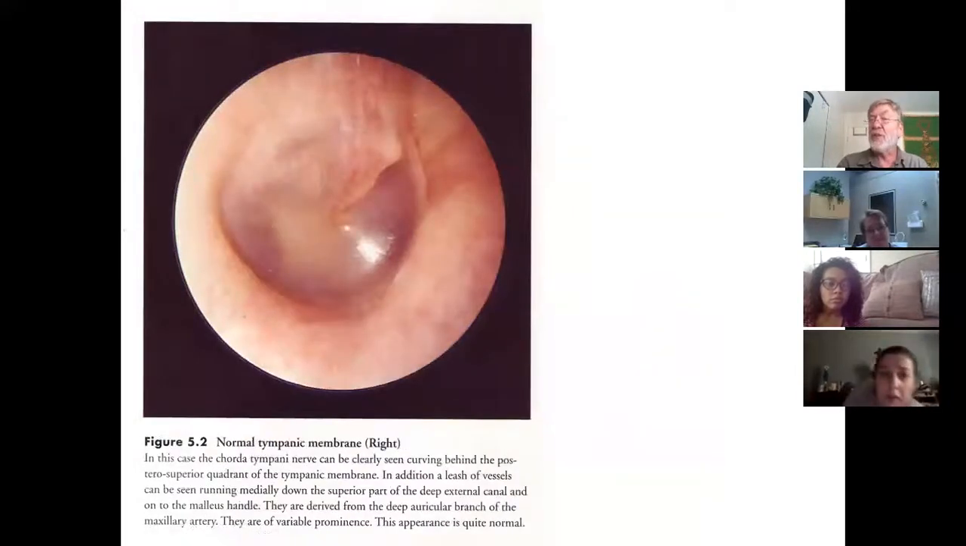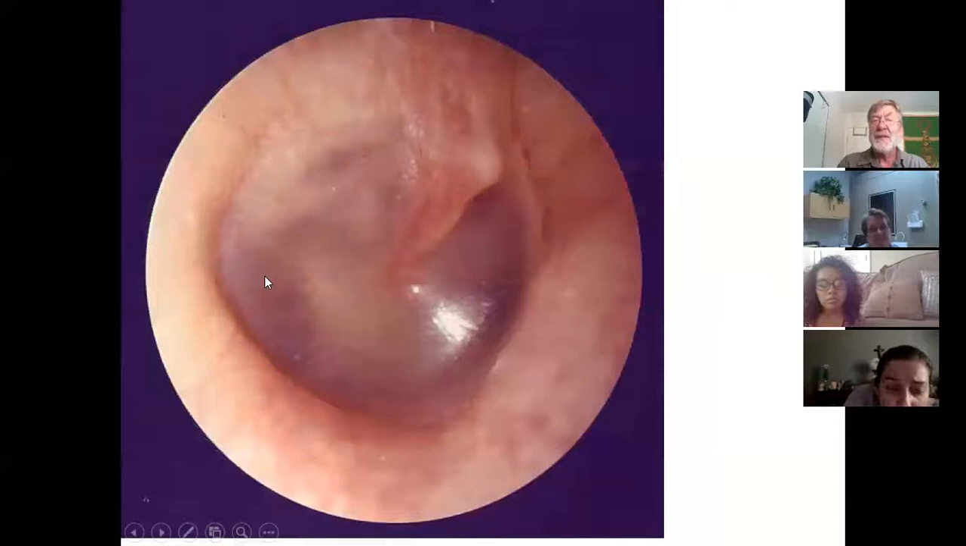Here's another picture of the eardrum. Okay, manubrium of the malleus, the umbo, cone of light, and you know it's the right ear because it's at 5 o'clock. If it was the left ear, it would be at 7 o'clock. This is a closer up picture of a normal eardrum. Look at the tiny little capillaries on it.